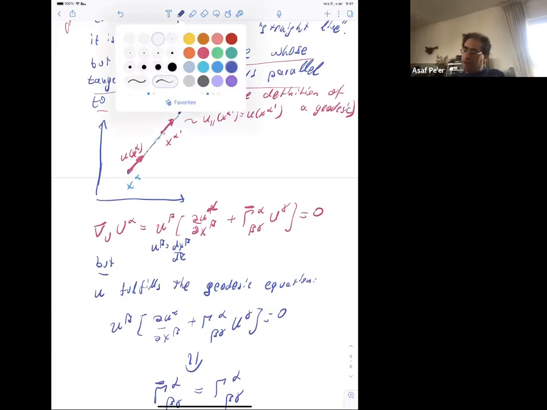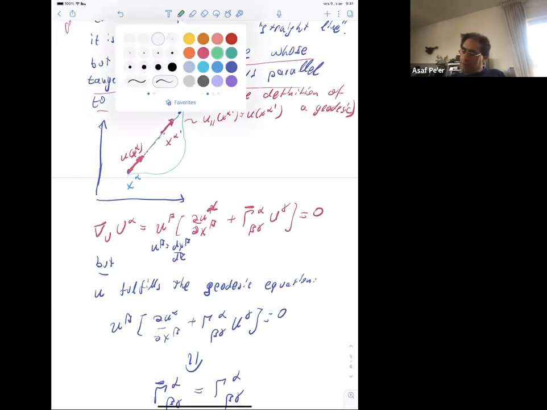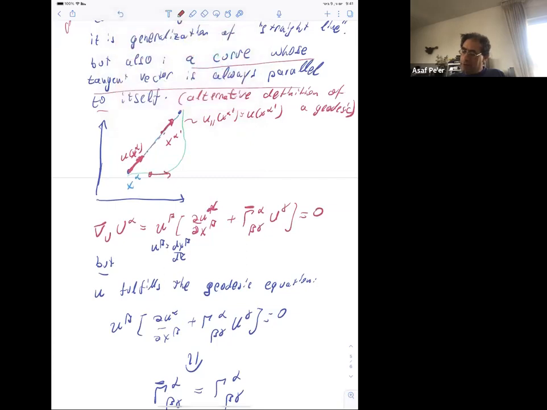I could draw another curve which is not a geodesic, and then when I draw a tangent vector at this point here and a tangent vector at this point here, they're not going to be parallel to each other, as opposed to the geodesic. Only along the geodesic is a tangent vector always going to be parallel to itself.